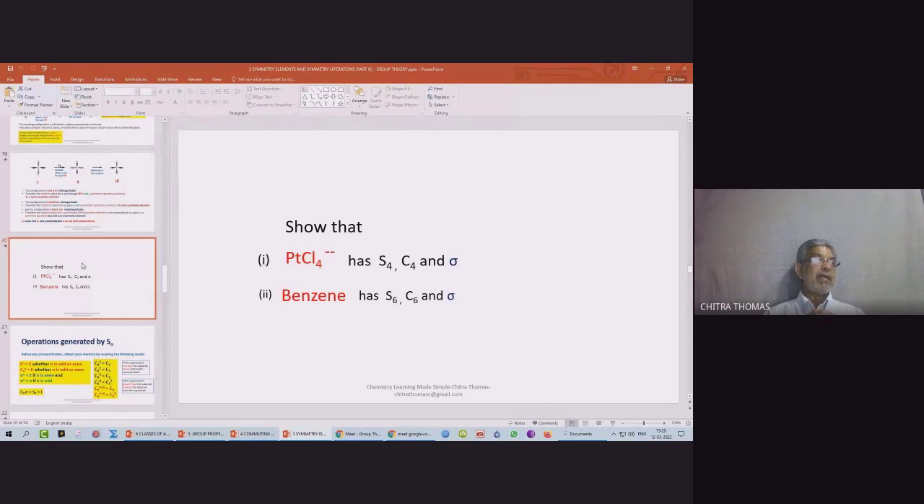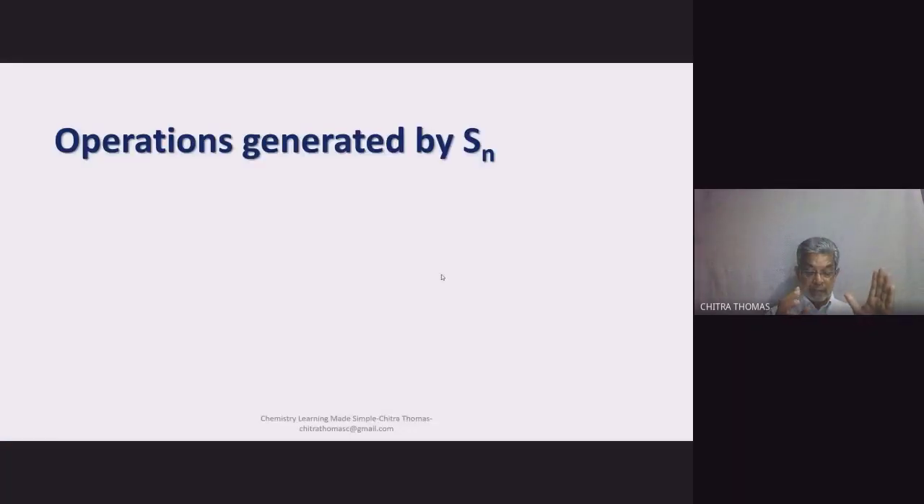And the benzene has S6, C6, and the sigma. This is very, very important. See, identity can generate only one operation. Cn can generate n operations. Sigma can generate two operations: sigma and identity. Now we are going to consider the operations generated by Sn.